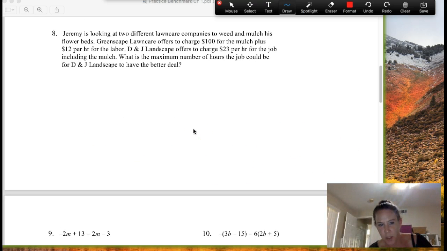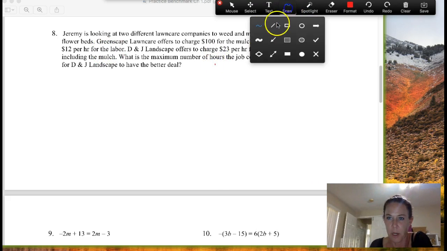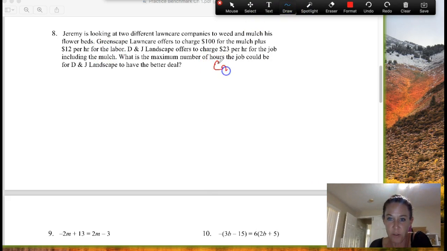All right, Jeremy is looking at 2 different lawn care companies to weed and mulch his flower beds. Green Care Landscape offers to charge $100 for the mulch plus $12 per hour for labor. So let's go green, G for green.